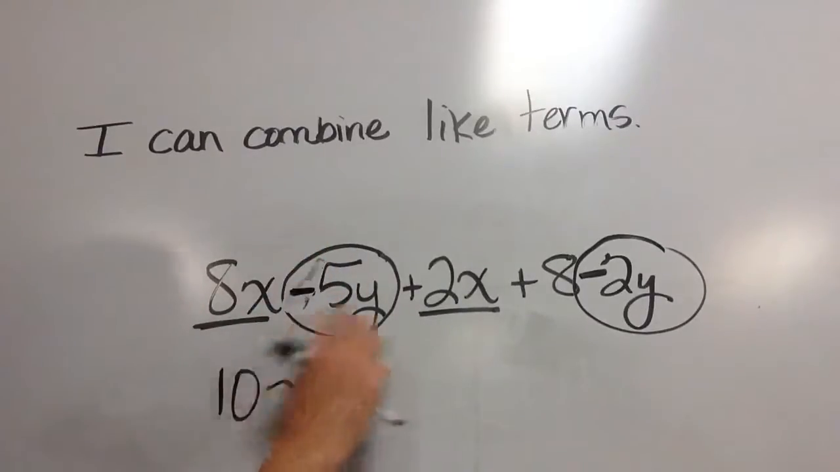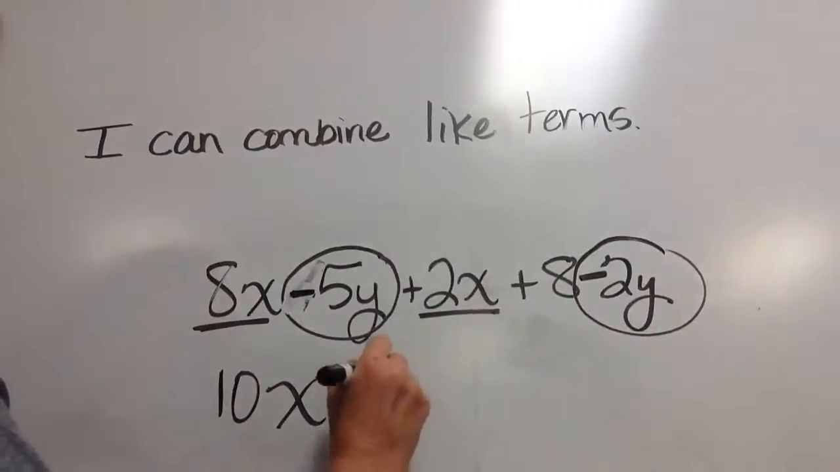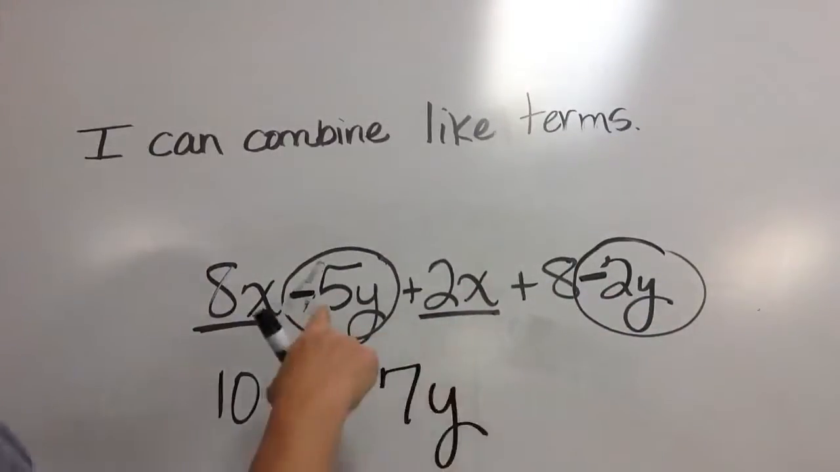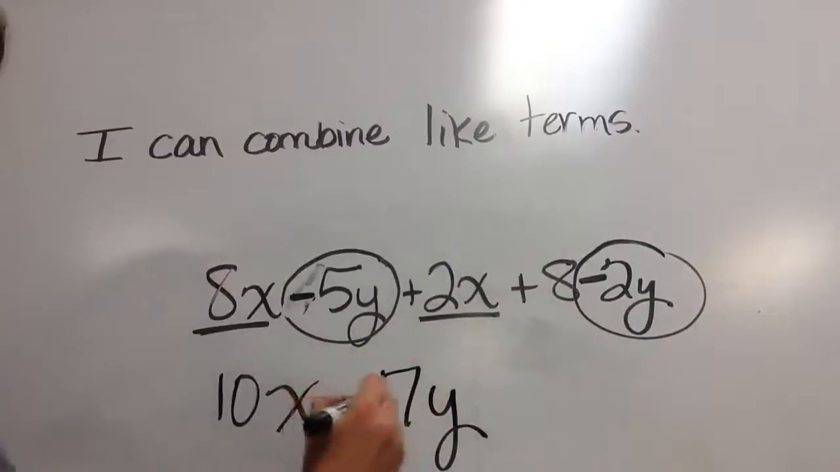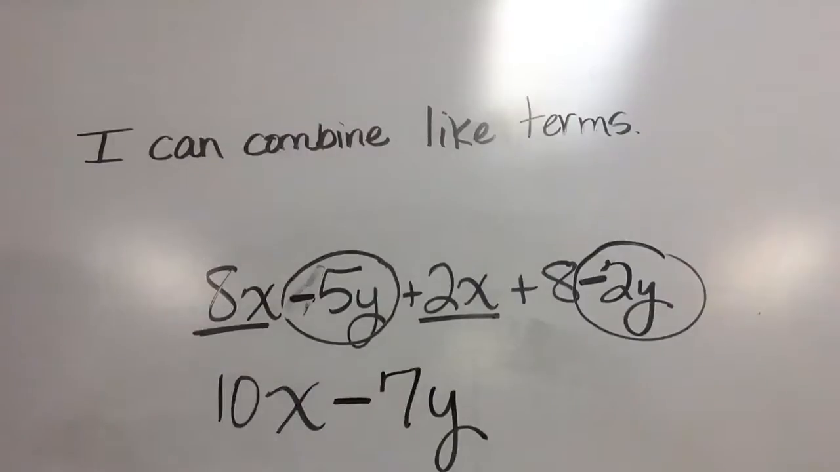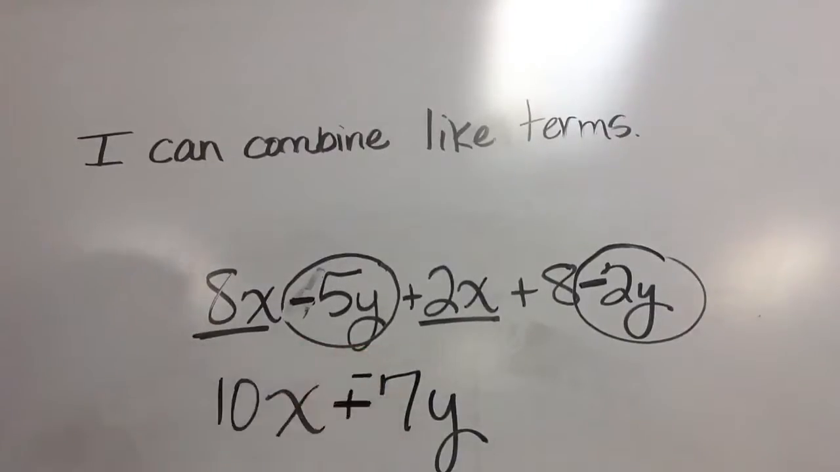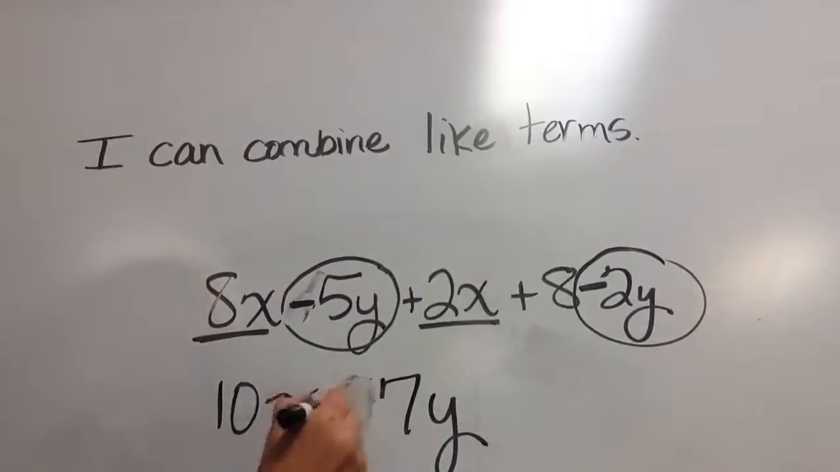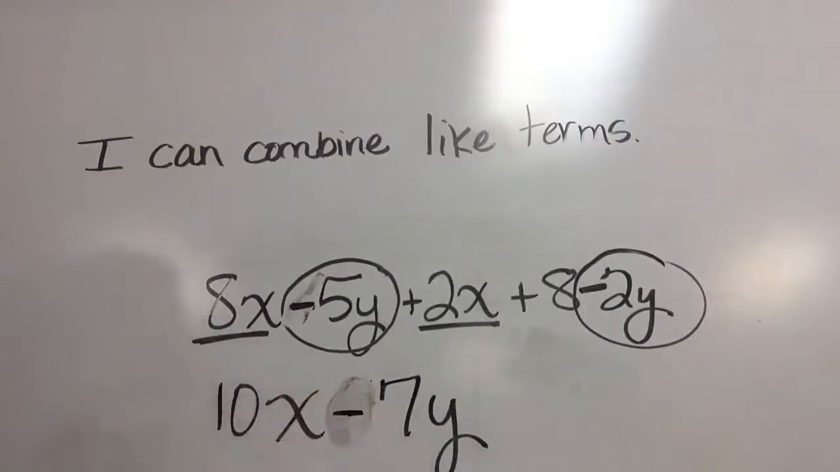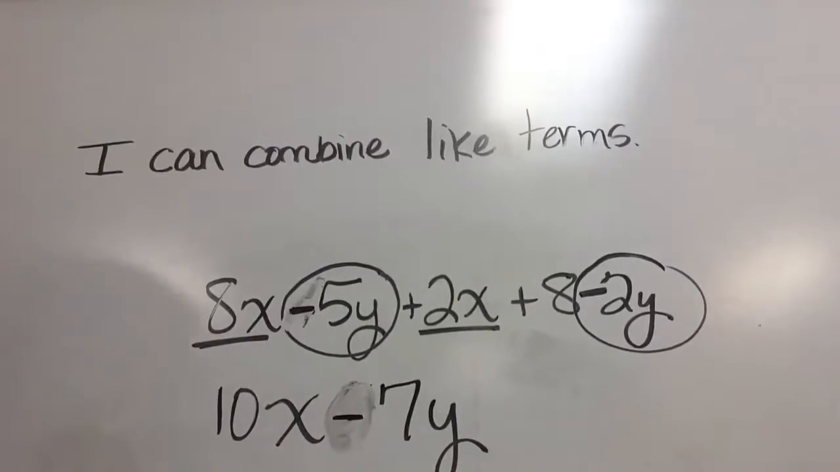And now you look, your signs are the same, so you're going to add negative 5 plus negative 2 gives you a negative 7, so that sign is a subtraction sign here, or you can, again, it is a negative 7, however you want to look at that. The proper way here would be 10x minus 7y. And that is how you combine like terms.